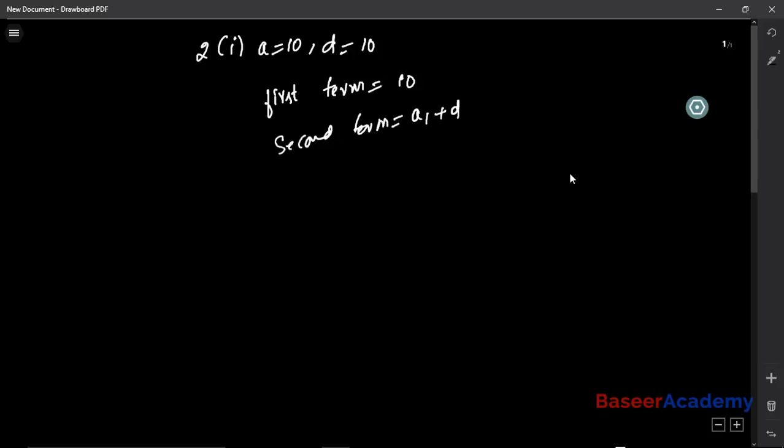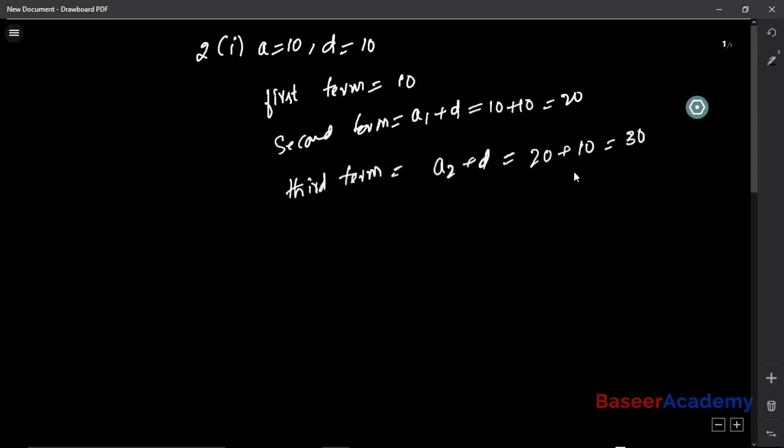By now I am sure you should be knowing, if we add difference to the first term, we get the second term. The first term is 10 and the difference is 10, so 10 plus 10 is 20. The second term is 20. And how do we find out the third term? If we add difference to the second term, when I write A2, I actually mean second term, right? If I add difference to the second term, I get the third term. Second term is what? 20. So if I add the difference 10 to 20, 20 plus 10 is 30.